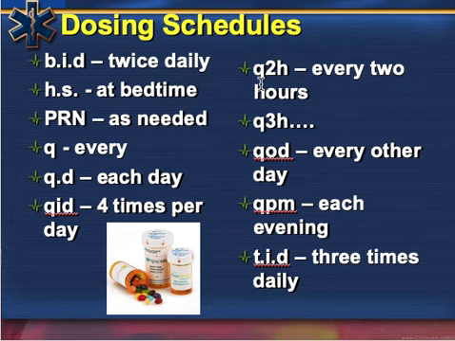Q2H, every 2 hours. Q3H, every 3 hours. And without me telling you, I bet you can all fill in Q4H, right? So of course, that's every 4 hours. So I think you guys are getting this pattern here. QOD refers to every other day. QPM refers to each evening. TID, 3 times daily.